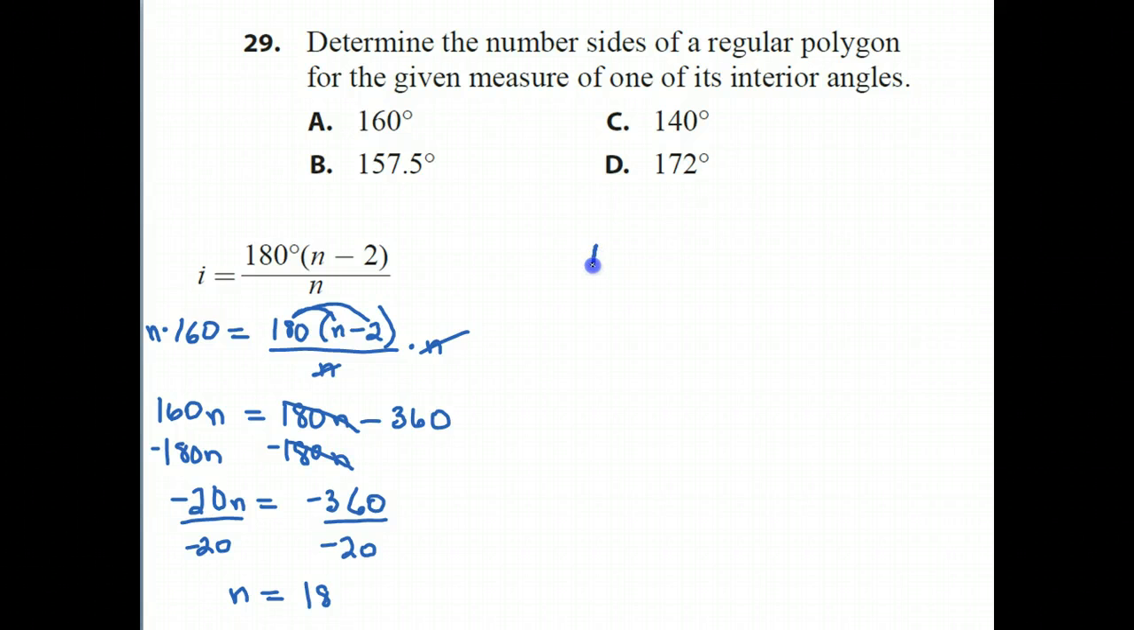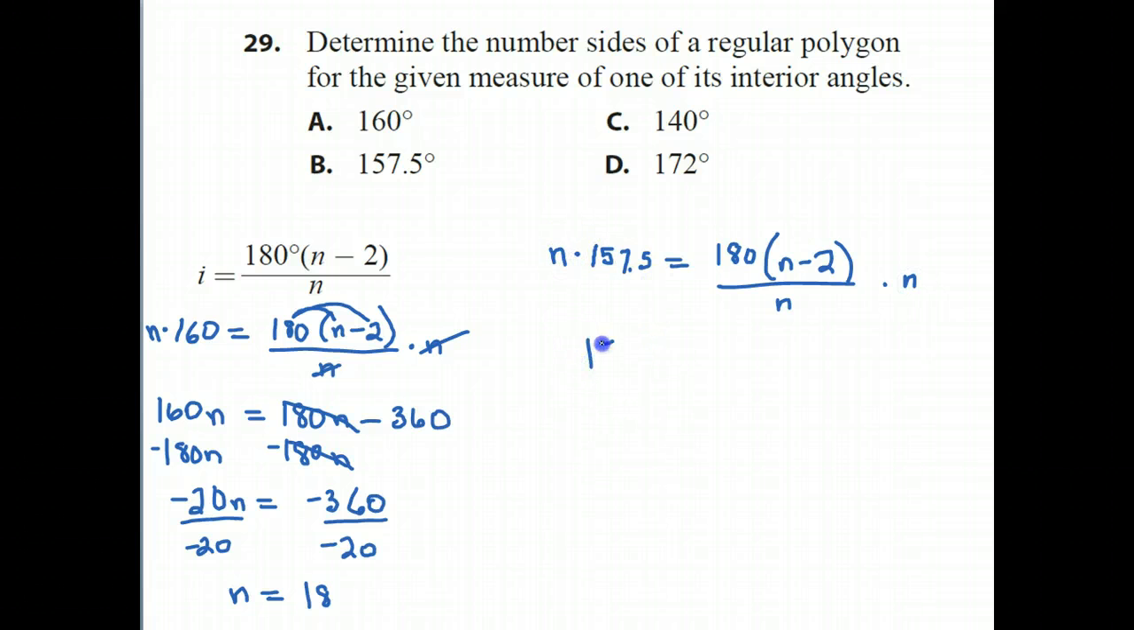Your angle is 157.5. You don't know your number of sides, so again, n will be left as n. And it's going to be the same process. We're trying to solve for n, so the first thing we're going to do is multiply by n on each side.